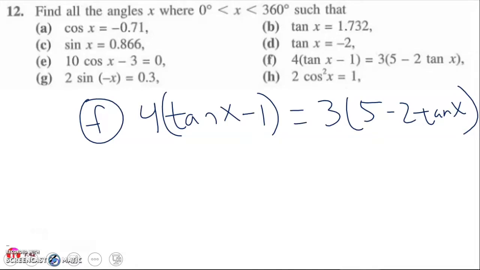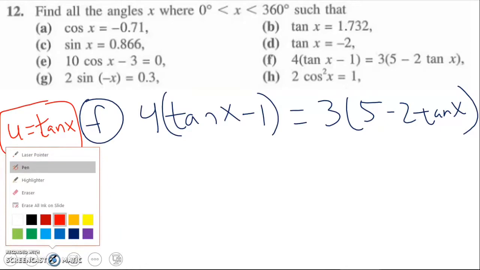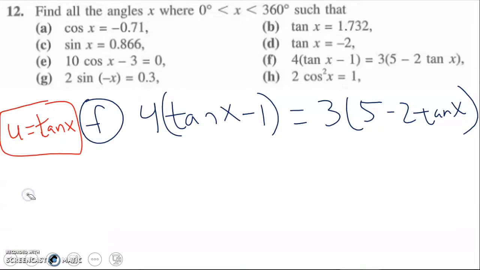So you can use a substitution here. Let's make u equal to tan x. Again, it could be anything. I'm just making u equal to tan x. That way, at the end, we're just using substitution as a method to solve for this. So I'm going to replace tan x with u. But again, that could be x, that could be z, that could be anything, just so we have an easier time solving for this. So I'm replacing tan x with u, and u here.